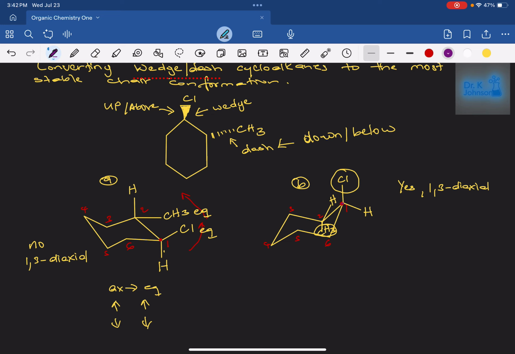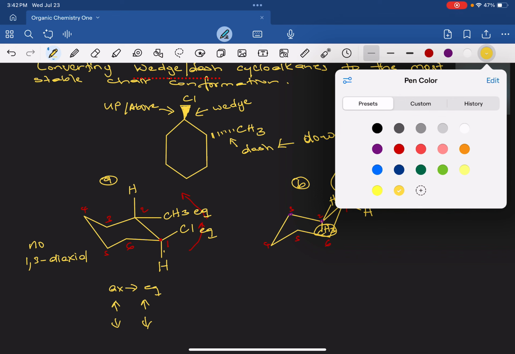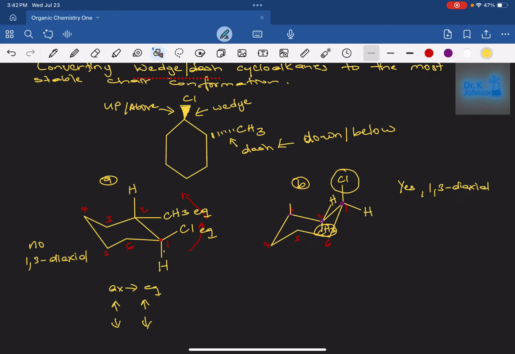Let's find it. This is the carbon with the Cl. Let's go 3 carbons away. The hydrogen that is in the axial position here is what the chlorine will have the 1,3-diaxial interaction with. If we go 3 carbons away from the chlorine in the other direction, I also have an axial hydrogen. So I have a Cl-H steric interaction, repulsion, because it's the electrons repelling each other, times 2.